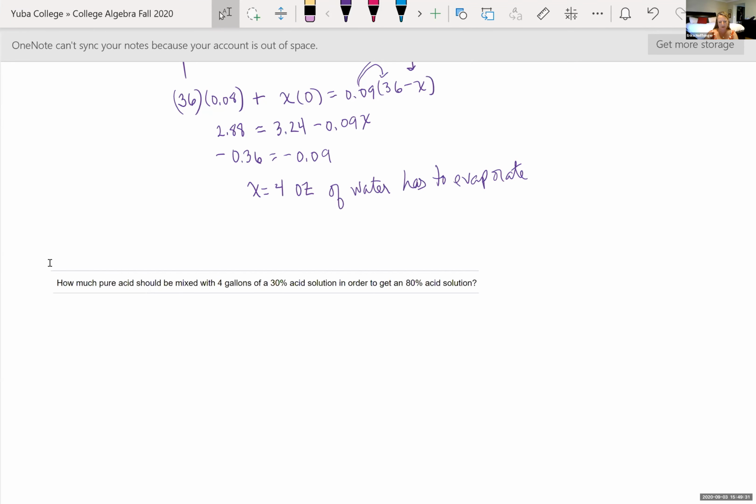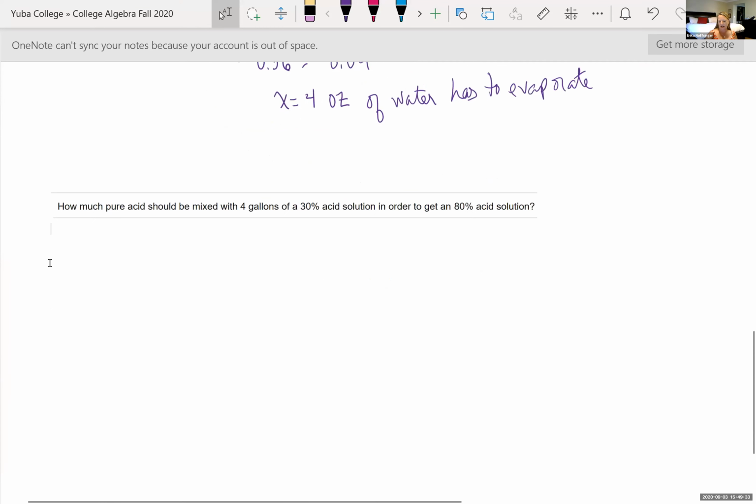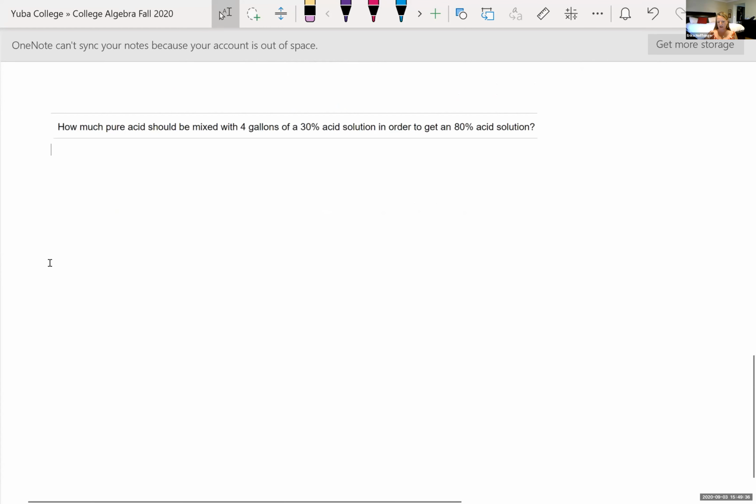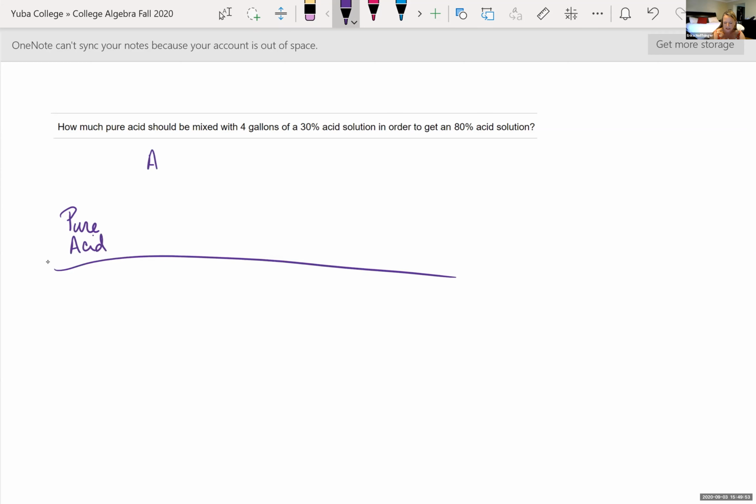How much pure acid should be mixed with 4 gallons of 30% acid solution in order to get an 80% acid solution? And so I know I have pure acid. So this is the amount of the substance. This would be the percent of what we're looking at, and this would be our total. I know the amount, so how much pure acid should be mixed?